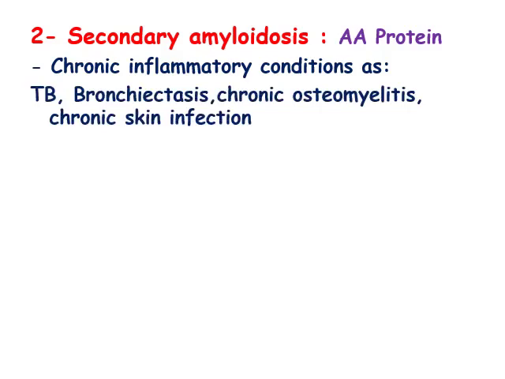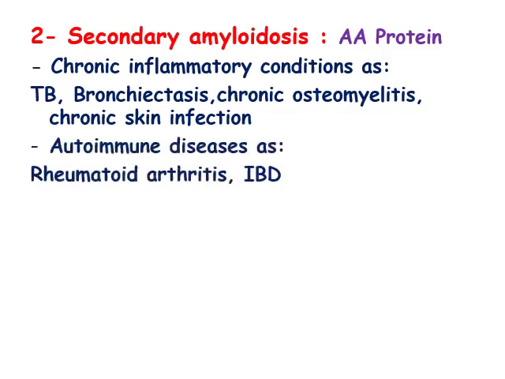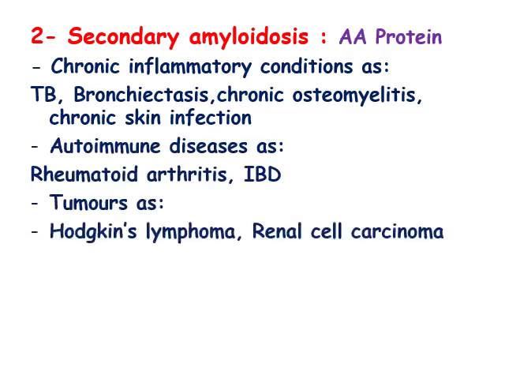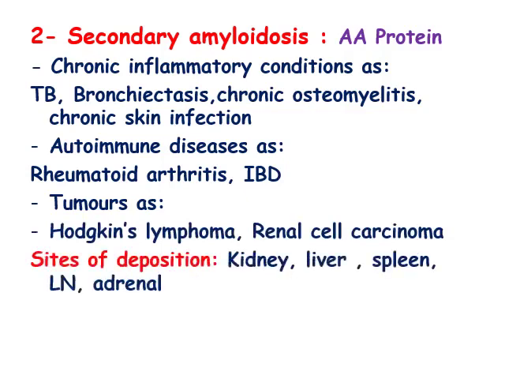With further development of antibiotics and lines of treatment, these causes became less common, and the more common causes became rheumatoid arthritis and inflammatory bowel disease. Moreover, this type may occur with certain tumors like Hodgkin lymphoma and renal cell carcinoma. The most common sites of deposition are the kidney, liver, spleen, lymph node, and adrenal glands.